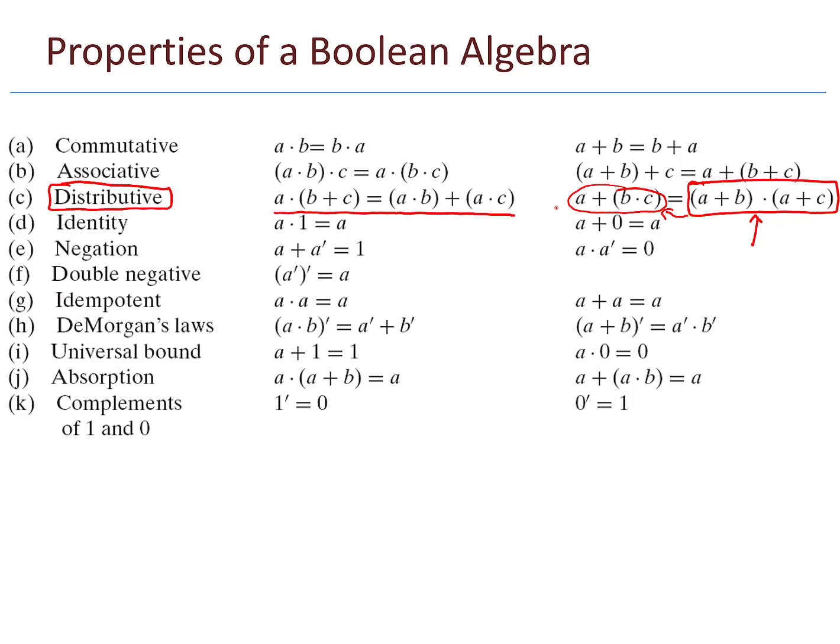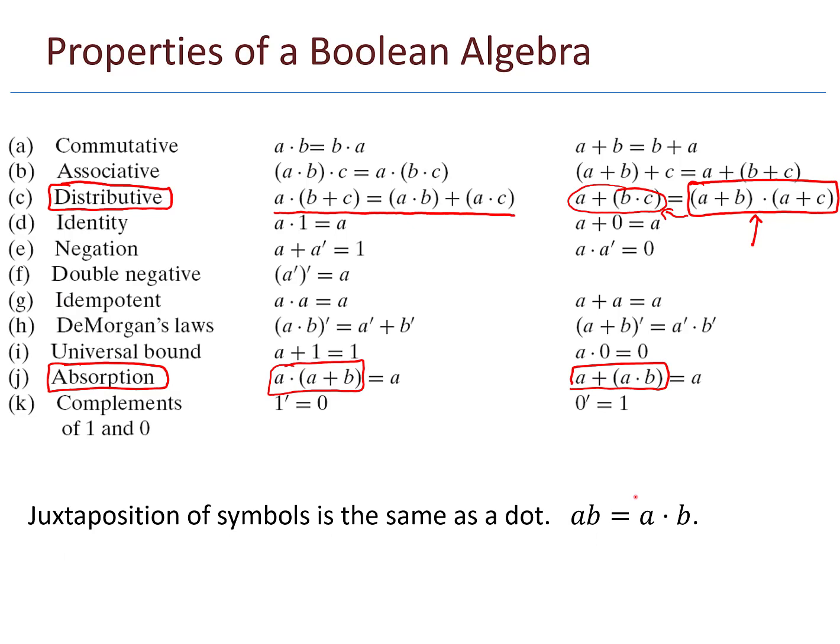One other property I'll draw your attention to is absorption. This is a really nice simplifying trick also. And it's easy to miss, it's easy to forget because it's not like the kind of arithmetic we are familiar with. A dot a plus b just simplifies to simply a, and a plus a dot b, that simplifies to a. So keep an eye out for those as we go through problems and simplify these Boolean algebra expressions.